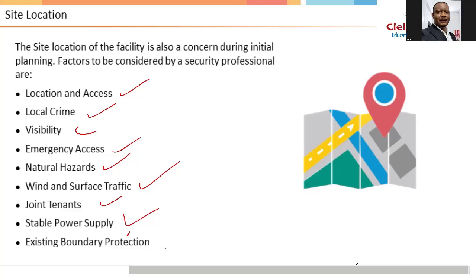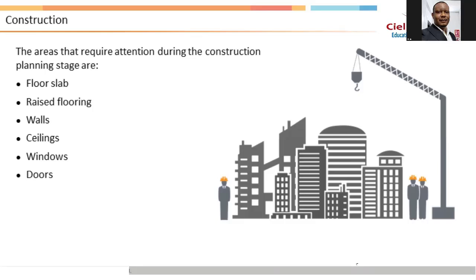Then existing boundary protection. Are we sharing boundaries with another community, and for example, we have boundary issues? That's also another thing. Then in terms of construction, places to pay special attention would include your floor slab, raised floor, your walls, ceiling, windows, doors. And like I mentioned, any place with a potential opening, of course, that place is a vulnerability.